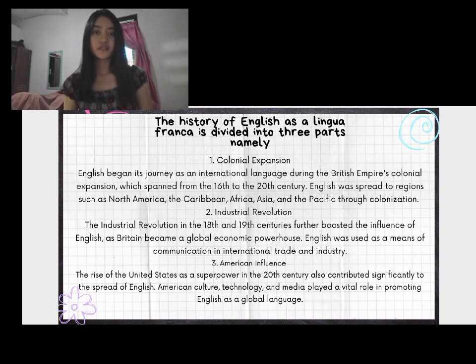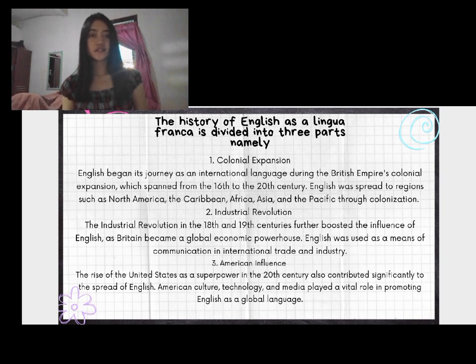The first one is colonial expansion. English began its journey as an international language during the British Empire's colonial expansion, which spanned from the 16th to the 20th century. English was spread to regions such as North America, Africa, Asia, and the Pacific through colonization.